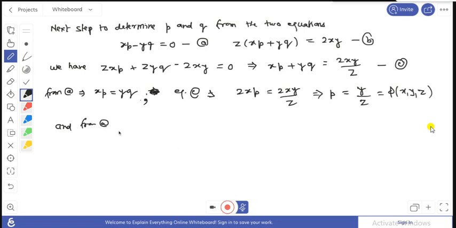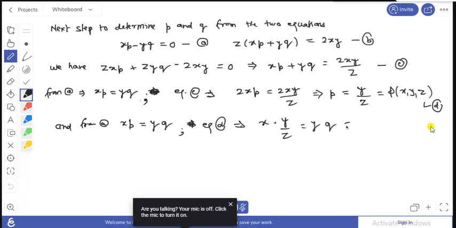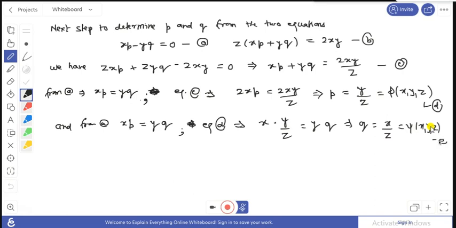And second, from equation A we have xp equals yq. Suppose this is equation D. So from D, x times p is y over z, which equals yq. So q equals, with y cancelled out, x by z only. This is also a function of x, y, z. This is equation E.